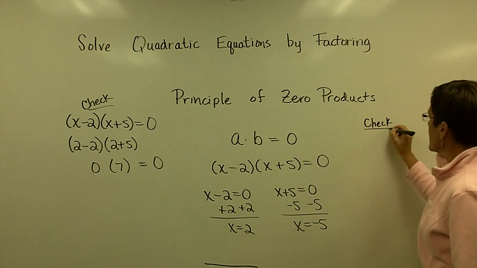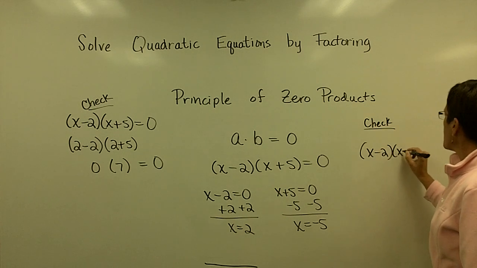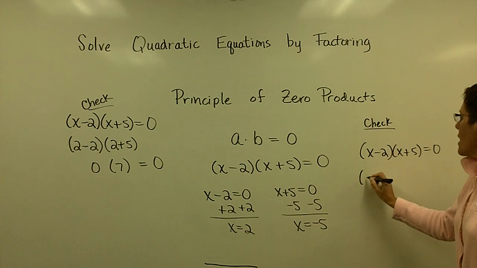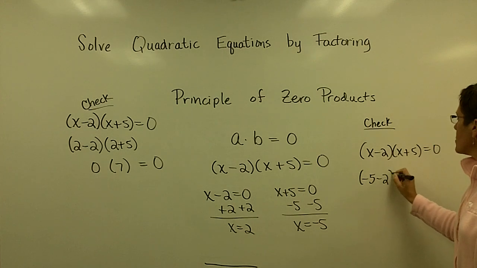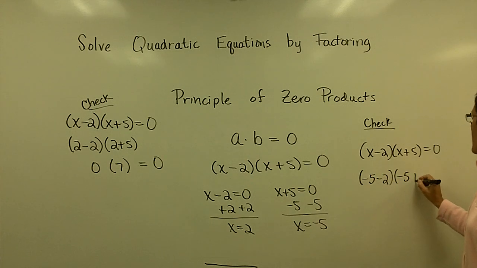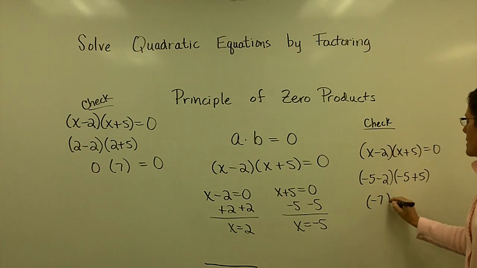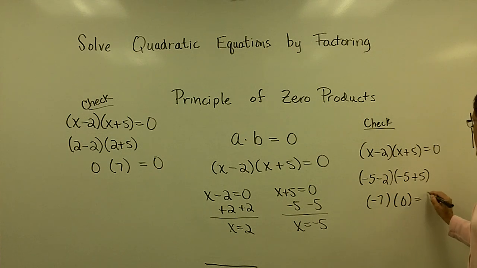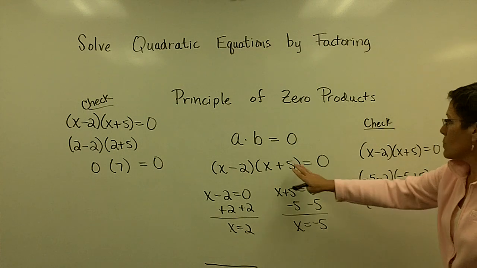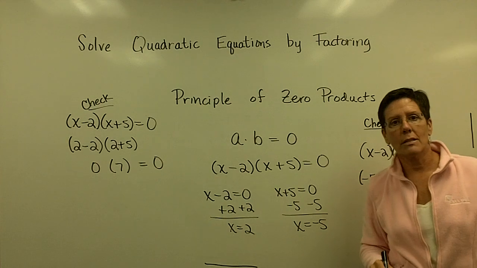So if we take the original problem, x minus 2 times x plus 5, and we put in this answer, negative 5 minus 2, so I put in for x a negative 5, that's a negative 7. And here, a negative 5 plus 5, that's 0. So a negative 7 times 0, does that equal 0? It sure does. And you can also see that this right side, when x is a negative 5, is going to be equal to 0.